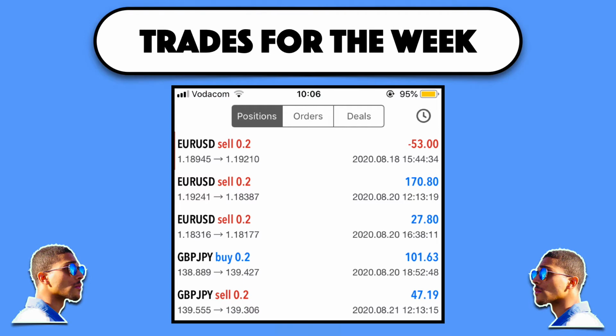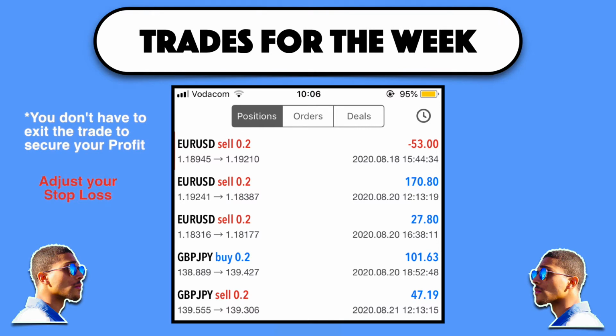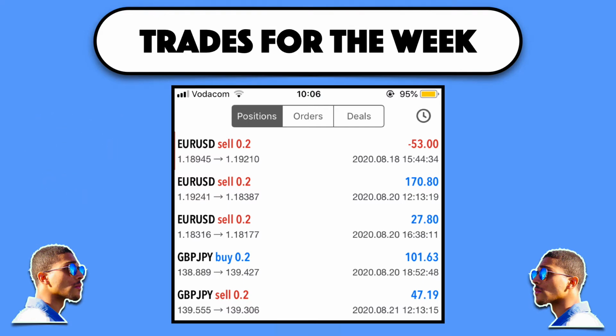So with trades 2 and 3, I'm going to explain it as one trade, because I entered selling, exited the market to secure my profits, and then re-entered the same market selling again. A quick disclaimer, you don't actually have to exit the market to secure your profits. You can simply adjust your stop loss to a lower point and essentially secure your profits. With this trade, I essentially entered selling at 1.9241 and exited buying at 1.18177, which is more than a 1,000 pip price movement, which is very large considering I was in the market for less than 24 hours.